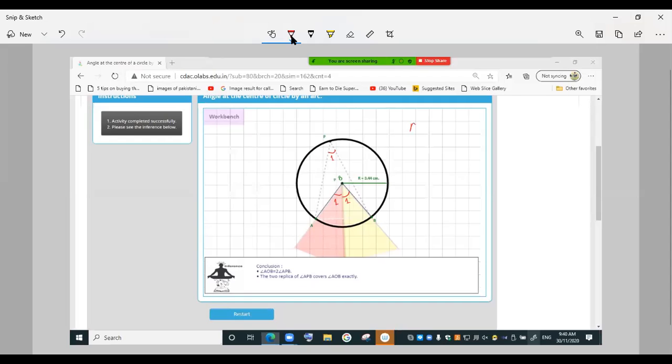So angle APB is equal to, let's suppose, angle 1, then angle AOB is equal to angle 1 plus angle 1, 2 times angle 1. And angle 1 is equal to APB. Therefore, we will get angle AOB is equal to 2 times angle APB. Tomorrow, everyone has to send, and otherwise in the class, you have to show that you have done the work.